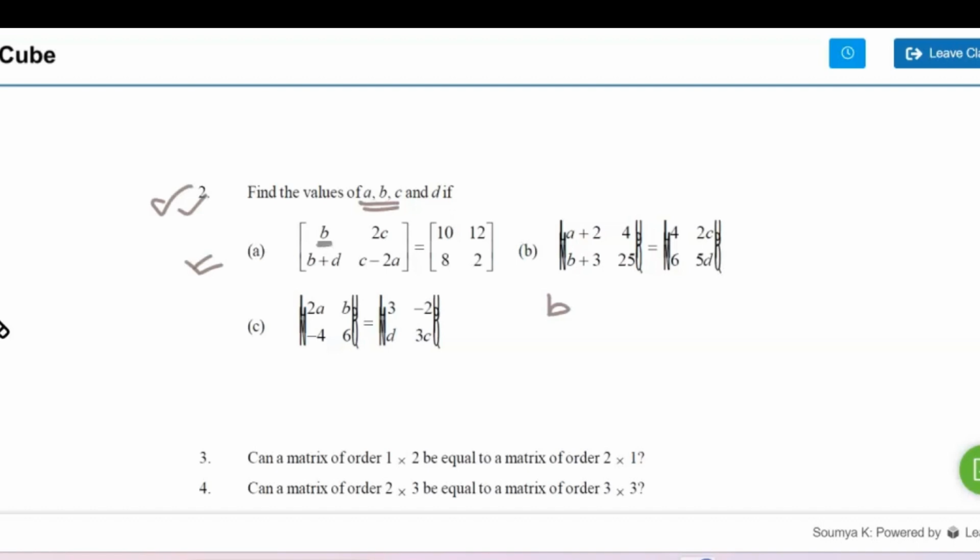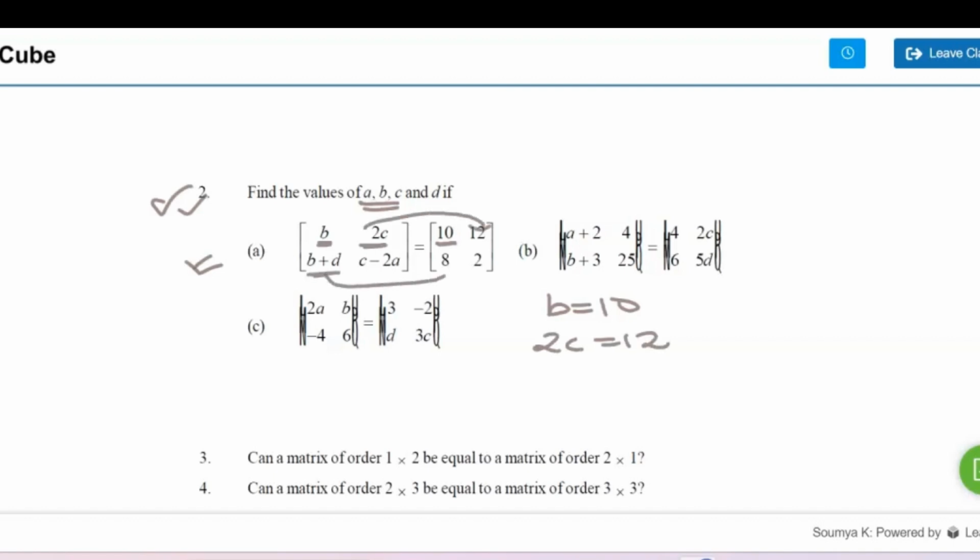So B will be equal to 10. The first row, first column element will be similar to the first row, first column element of the matrix on the right hand side. So you get B is equal to 10. Similarly, the other equation is 2C, that is equal to 12.